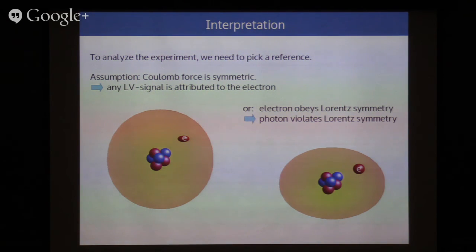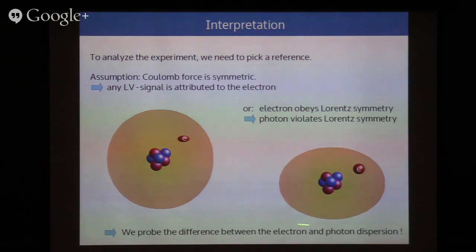Then it's natural to expect that the Coulomb potential is not symmetric, right? The photon conveys presumably the Coulomb force, so if the photon doesn't have a proper dispersion relation, the Coulomb force also shouldn't be symmetric. In this case, if I see a signal, I could say, hey, wait a moment. My Coulomb potential is not symmetric, the electron is perfectly fine. So what we're actually doing here is we probe the difference between the electron and the photon dispersion.